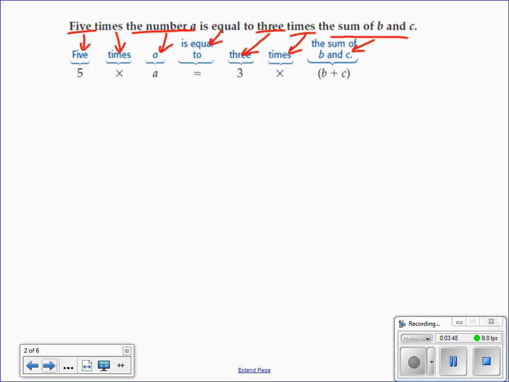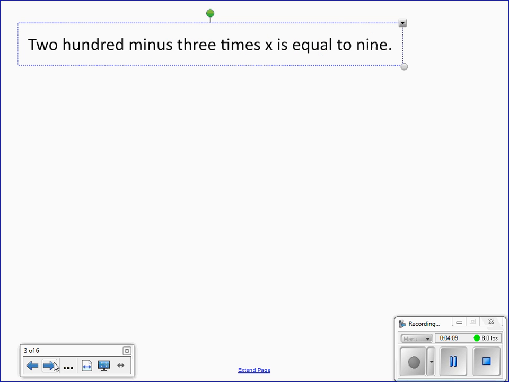So they just kind of took those exact words and put them step by step into the equation. So we have 5 times a, or 5a, equals 3 times the sum, 3 parentheses b plus c. There would be the equation for those words.